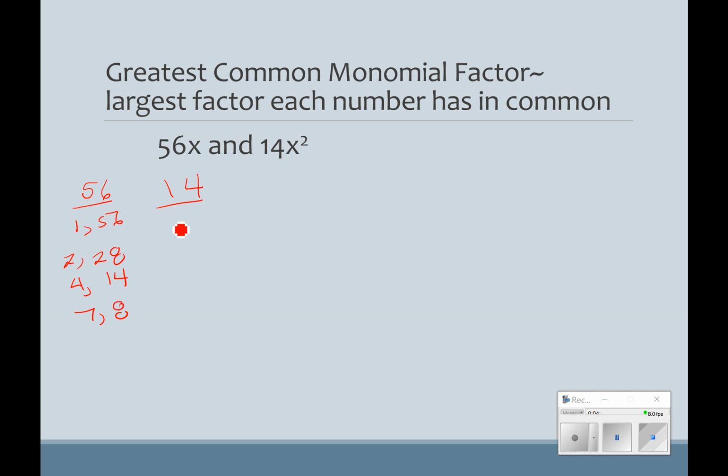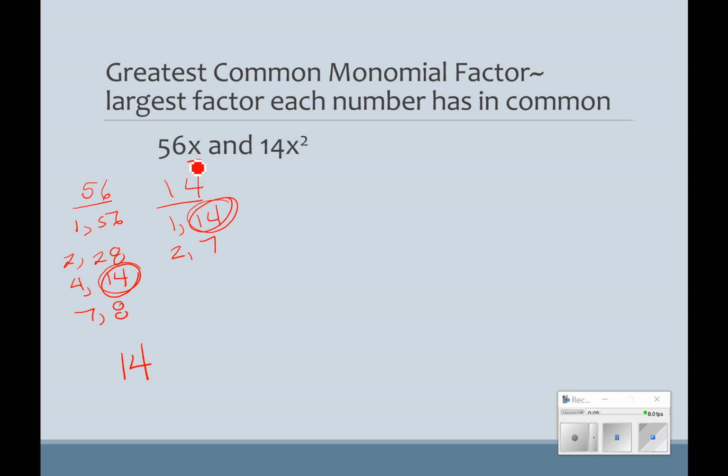14 is a little simpler. It's 1 and 14 and 2 and 7. 3 doesn't go in evenly. 4 doesn't go in evenly. 5 doesn't go in evenly, 6 doesn't, and 7 doesn't. Okay, so here are my factors. So I want to look for the largest factor that they have in common. And so it looks like it's going to be 14. And 14 is the largest factor they have in common. So we say that the greatest common factor is 14.